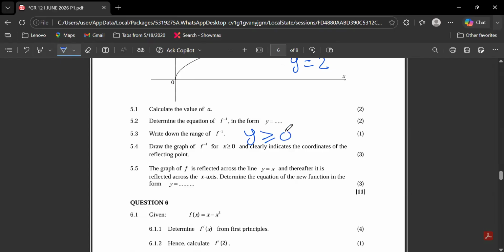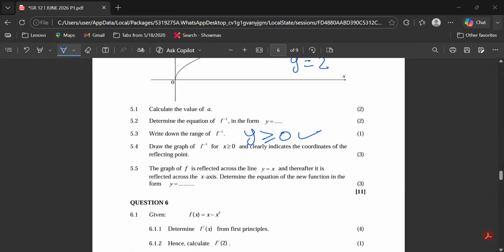How many marks is this one? This one mark. Okay, sharp. Let's go and check 5.5, which is the last question. Hope, guys, you are enjoying yourselves.